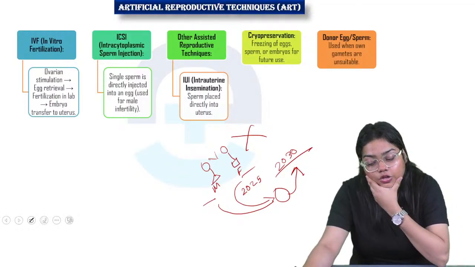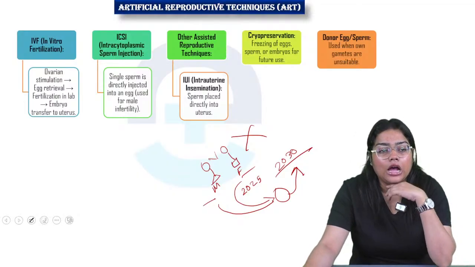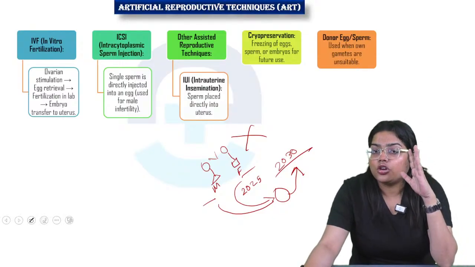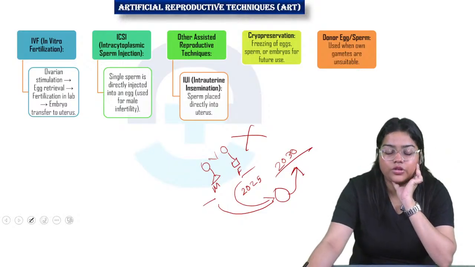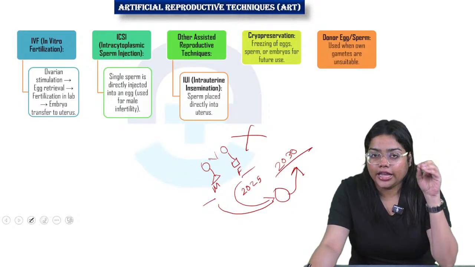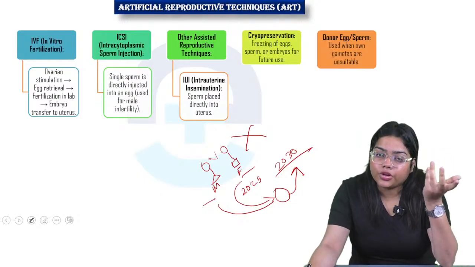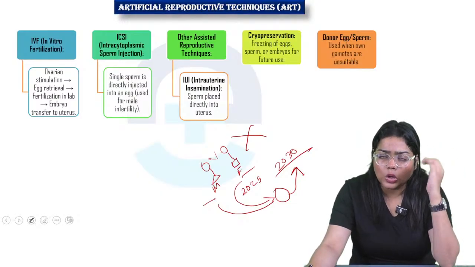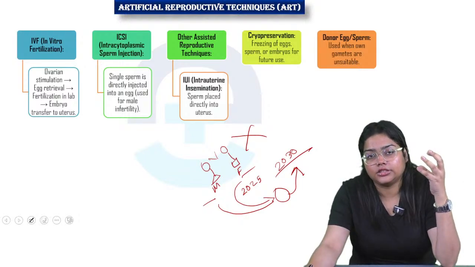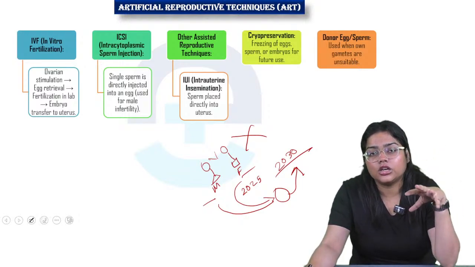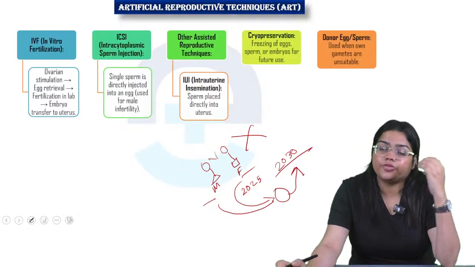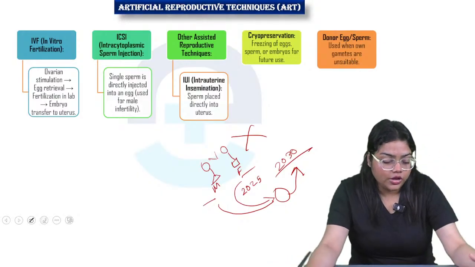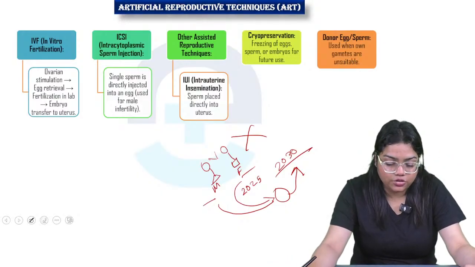Next is donor egg or donor sperm. Sometimes the female is infertile, so they use donor gametes when the couple's own gametes are unsuitable. They will take the egg or ovum from a donor and use the patient's sperm to fertilize that ovum, and they will have a child. It is the same for the sperm also. So that is called donor egg and donor sperm. These are the main assisted reproductive techniques.